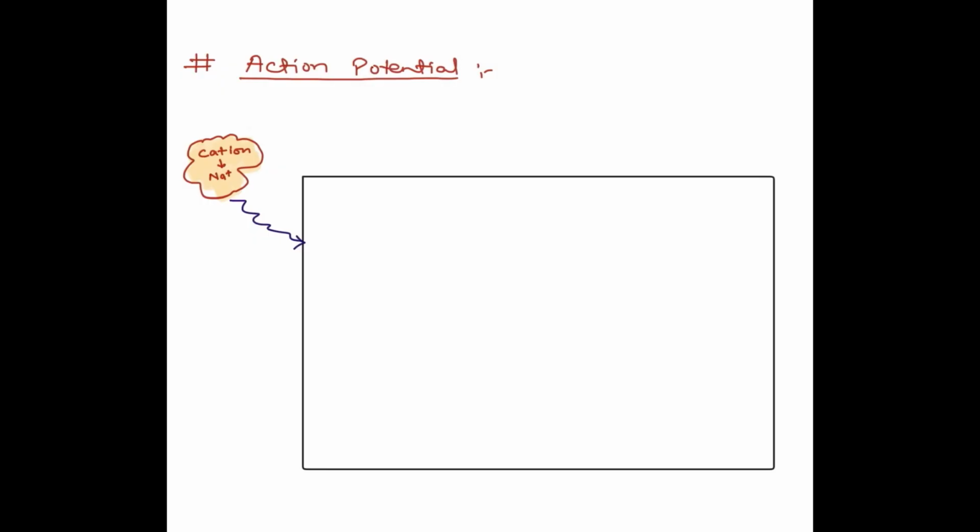So let's study what is action potential. There is a cation impulse which reaches the cell. As we have studied earlier, the cell is at the resting membrane potential, RMP, which is about minus 90 millivolt. We have to raise the action potential from minus 90 millivolt to the positive side. When the sodium ion comes, it opens the previously inactivated voltage gated sodium channels.